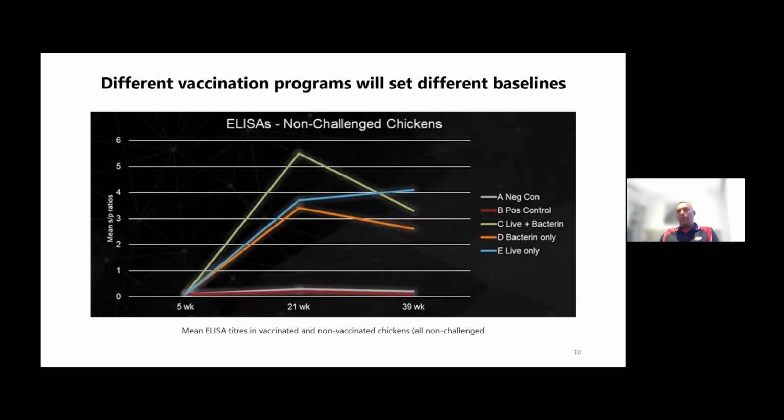Different vaccination programs will set different baselines, and this is where care should be taken on how we are looking at it. This is a slide from Nola Ferguson in Georgia, who had done a comparison between bacterin and live vaccination for Mycoplasma gallisepticum. As you can see, the live and bacterin will give higher titers compared to the live only vaccination program. So that needs to be kept in mind when creating your baselines.